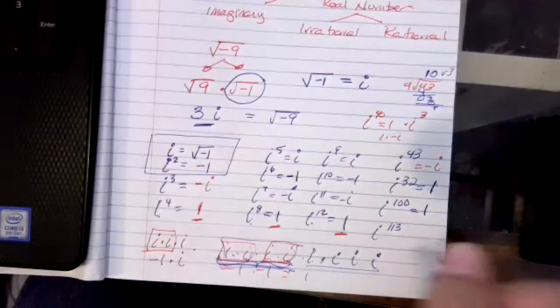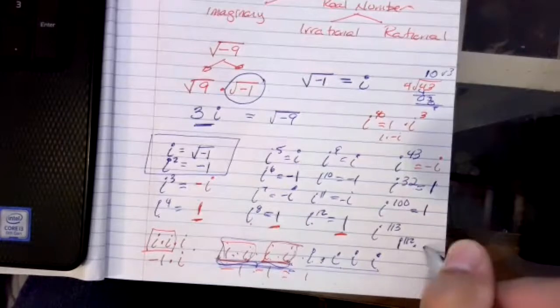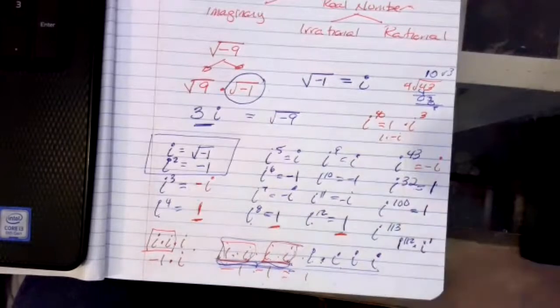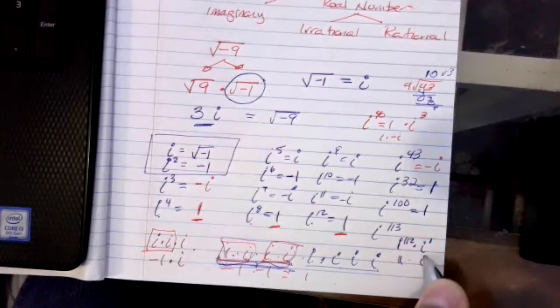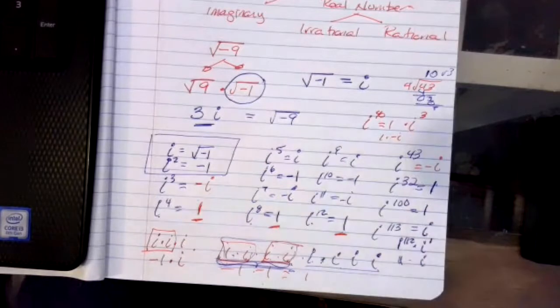113 is not, but 112 is. This could be written as i to the 112 and i to the first. i to the 112 is 1, and i to the first is just i. So i to the 113th power would just be i.